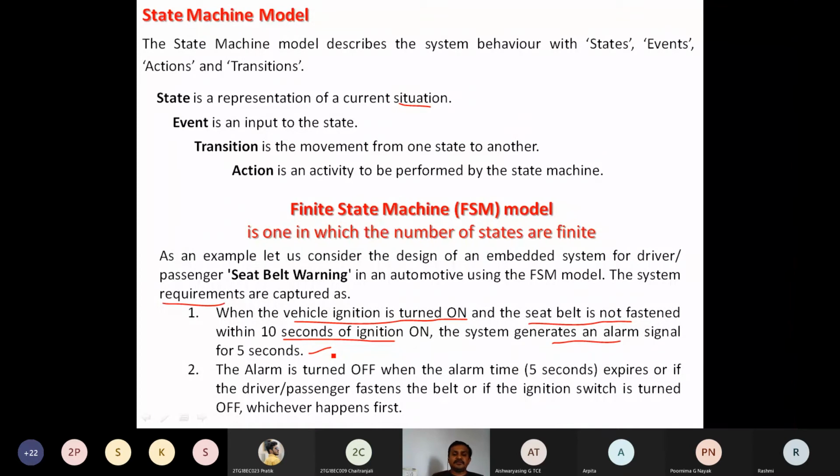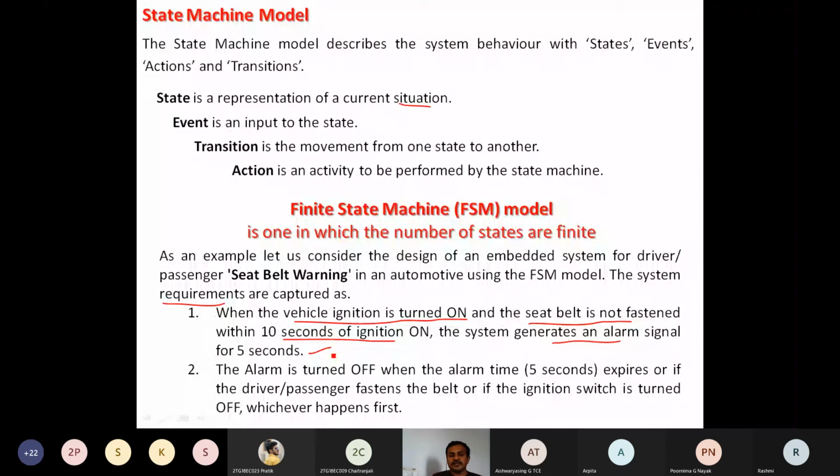So within 10 seconds, if there is no fastening of the seat belt, obviously there must be an alarm signal. Alarm signal for what duration? 5 seconds, continuous alarm should happen. This is the first requirement. Second one, when should the alarm go off?